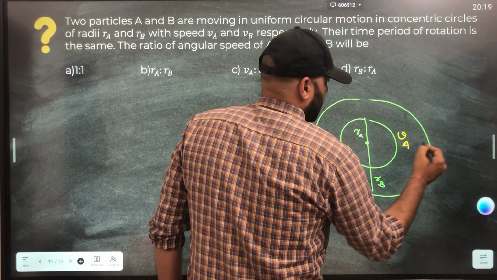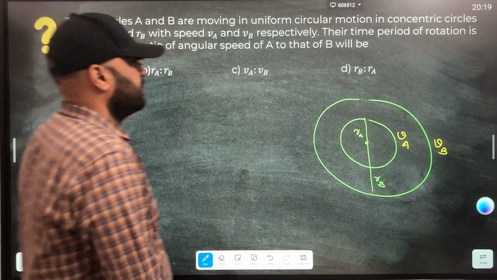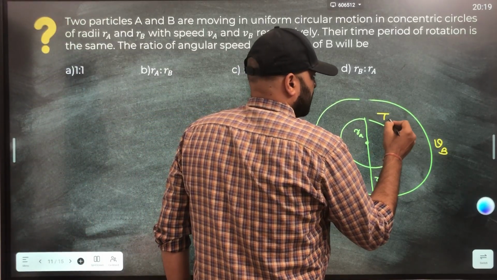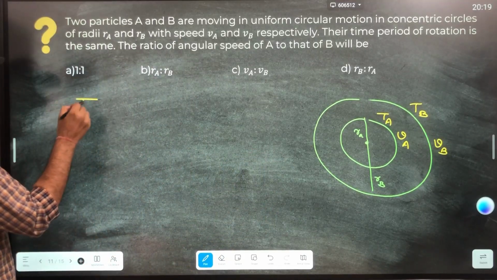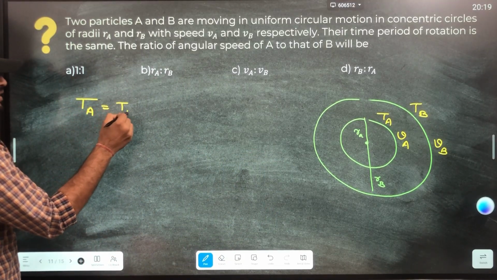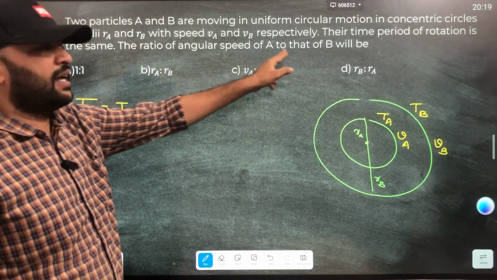VA and VB, they both are traveling. The time periods of rotation are the same. So the time periods are TA and TB, and this is given here as TA equals TB. If the time period is equal, the rotation is the same. The ratio of their angular speed.